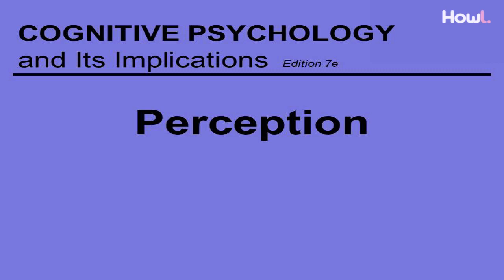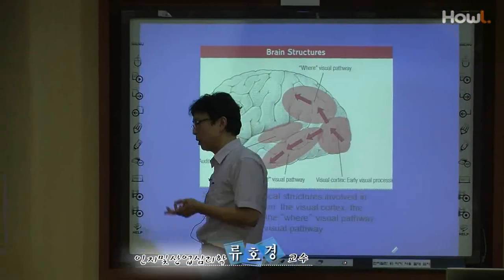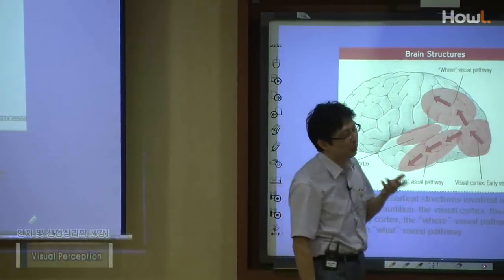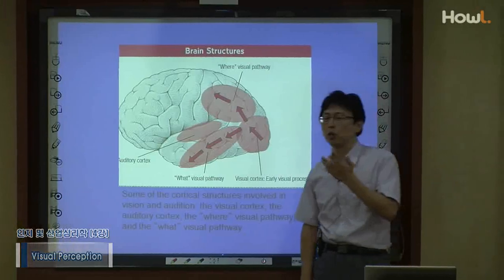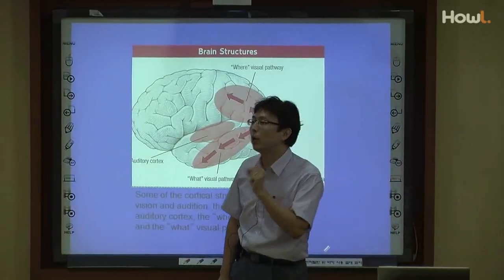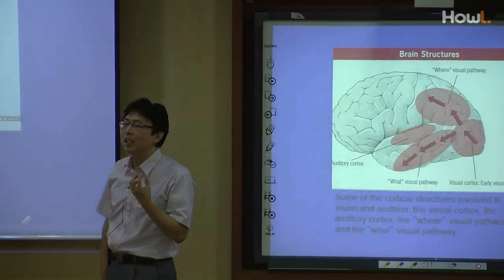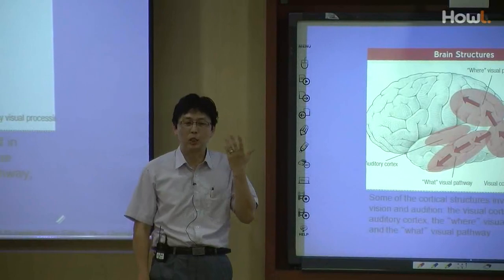Let's start with our chapter 2. Chapter 2 is talking about visual perception. It's mainly visual perception: how we can see objects using our eyes, how we can recognize objects, and, based on this information, how we can combine what we have retrieved from the object into our perception.